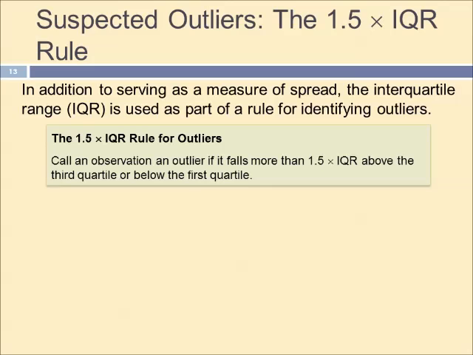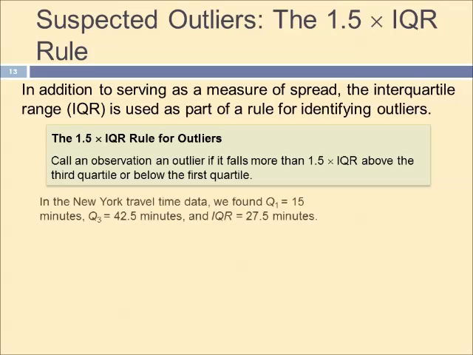In addition to serving as a measure of spread, the interquartile range, the IQR, is used as a part of a rule for identifying outliers. We'll call an observation an outlier if it falls more than 1.5 times the IQR above the third quartile or below the first quartile.